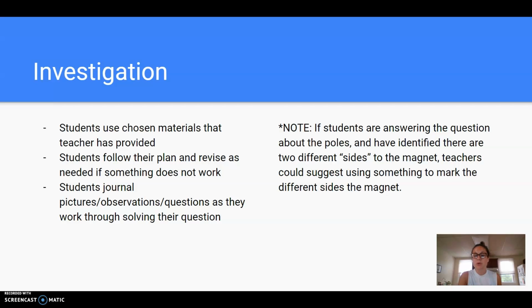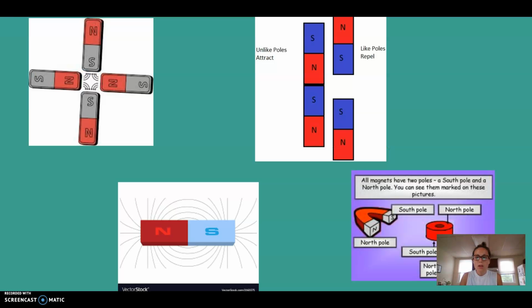And then I put a little note here, if students are answering the question about the poles, that sample question that I gave, and they've already identified that there's two different sides to a magnet, you could suggest something like, here's a sticker that you can place on one side and a blue one you could place on the other, so they can start to label the sides of their magnet to go a little bit deeper. These are just examples of pictures I found to support the north side and the south side of the magnet. I don't have the actual materials, so I couldn't show myself doing them. I don't have access to my building right now.